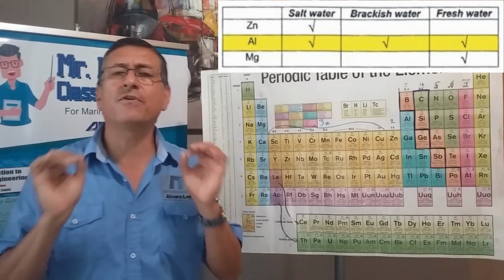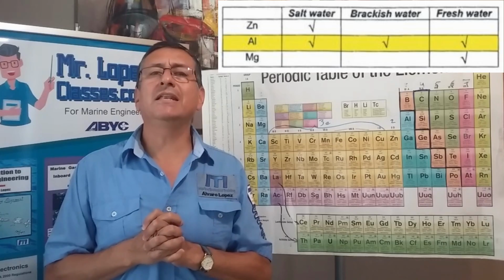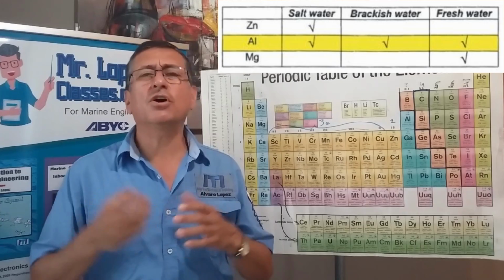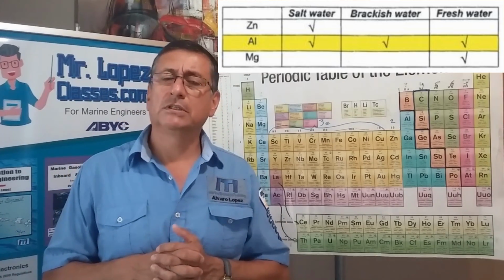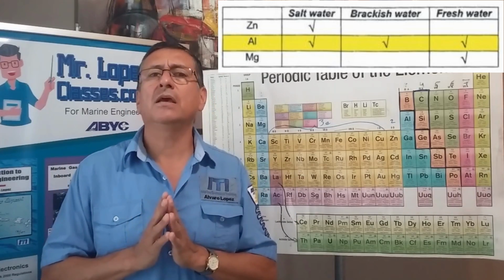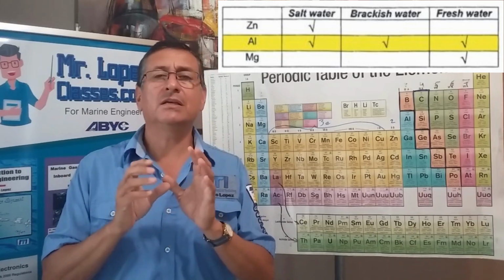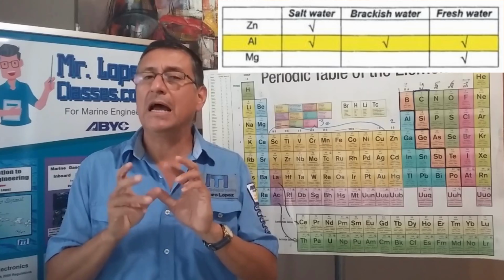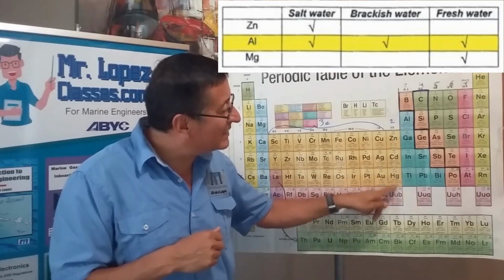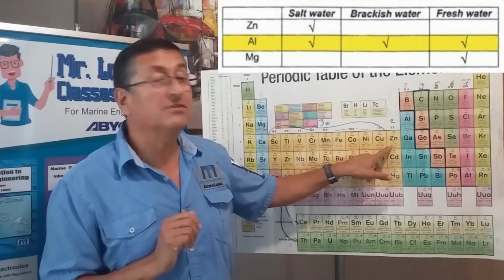Zinc is the preferred anode of protection in saltwater environments. All right. And some people are talking about aluminum. Aluminum in brackish water probably is a good protector, but it's not pure aluminum. There are some alloys of aluminum, aluminum with cadmium. Those metals, zinc, cadmium, and mercury, are supposed to have the same properties.